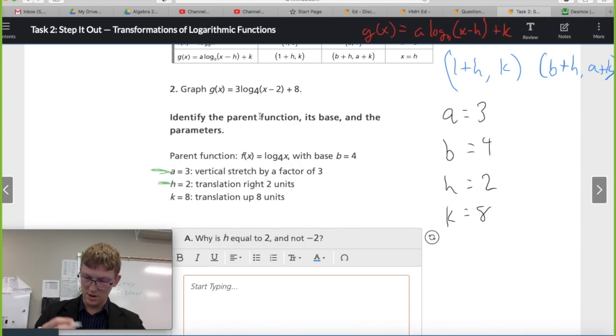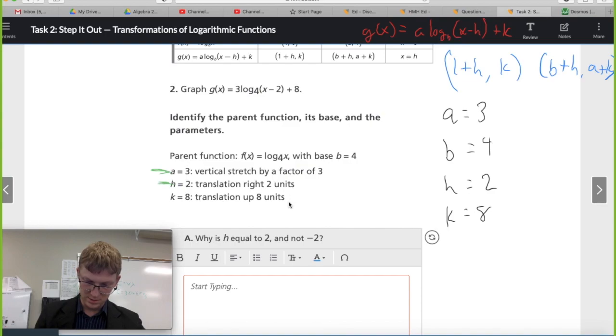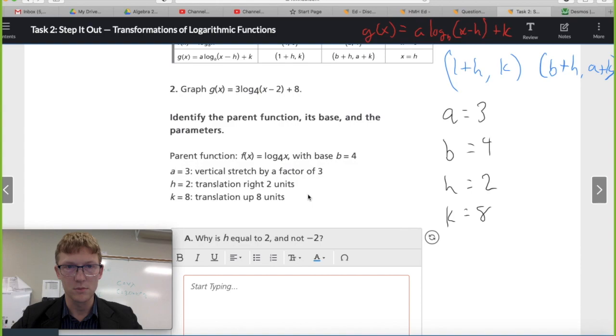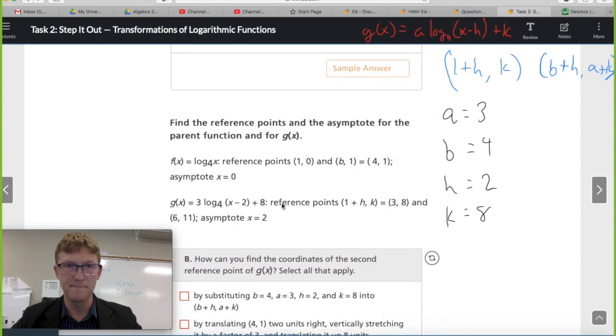I'm sorry, to the right 2. So h is going to move left and right. So that will move our asymptote. And then k is going to be translated up 8 units. That will not move our asymptote. Sorry for the confusion there. Why is h equal to 2 and not negative 2? We already talked about that.